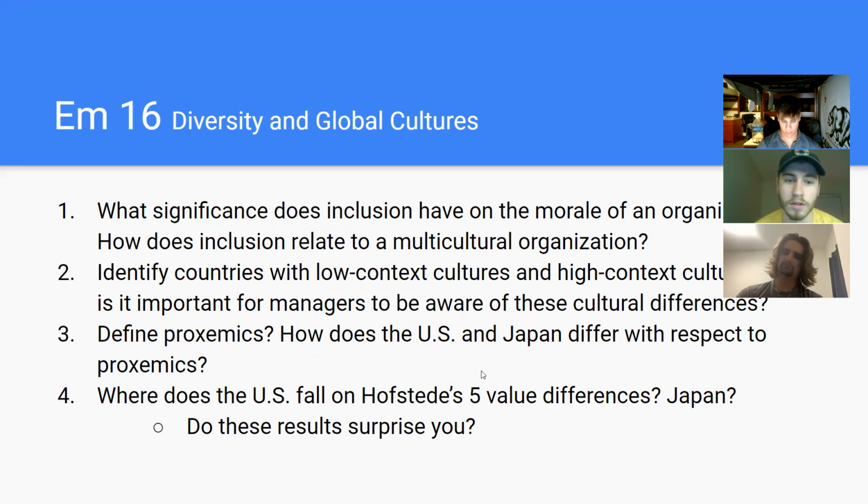which is how does inclusion relate to multicultural organizations? So there's actually a lot of studies that show that when you have a multicultural organization, the overall performance of that particular organization is going to go up by quite a bit.